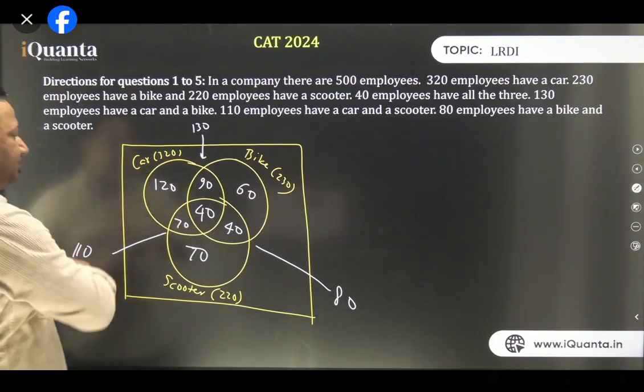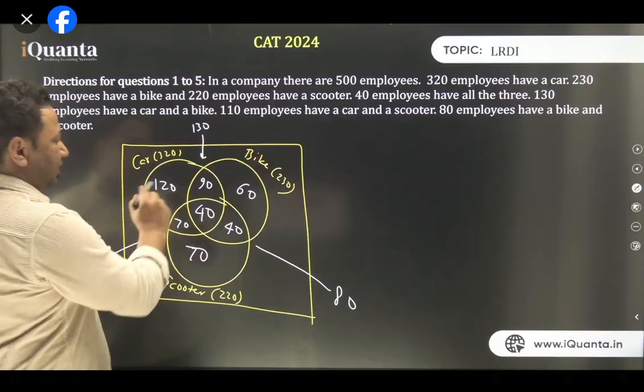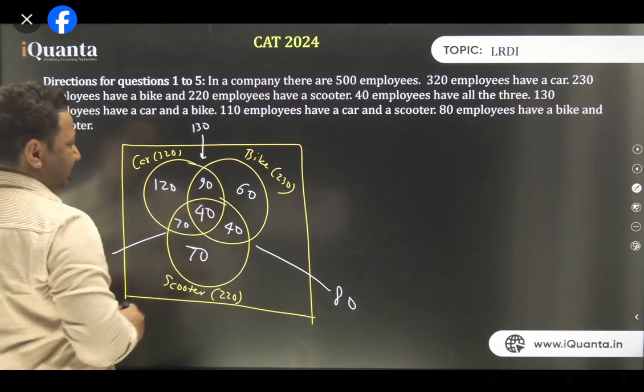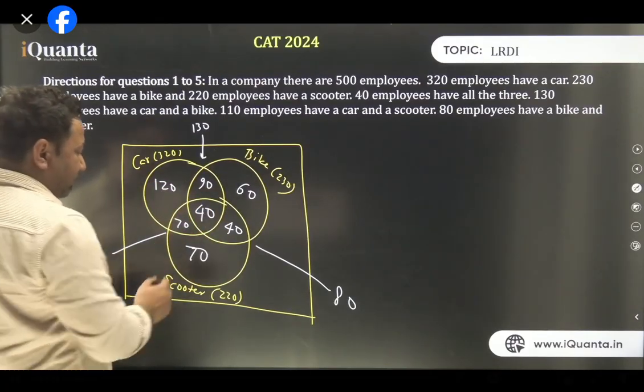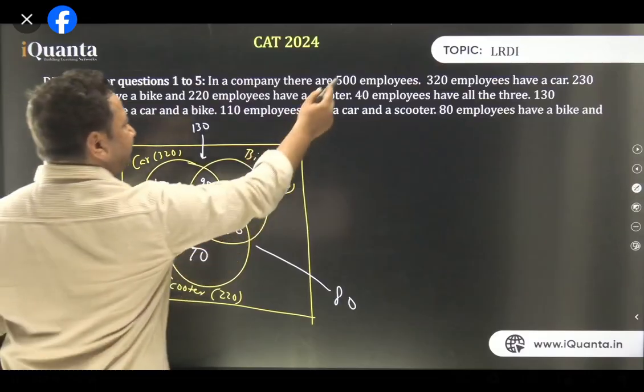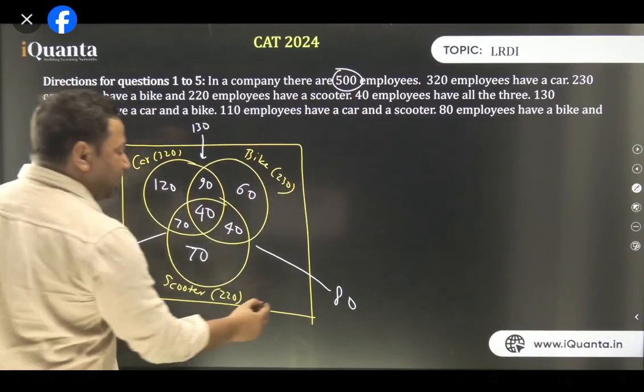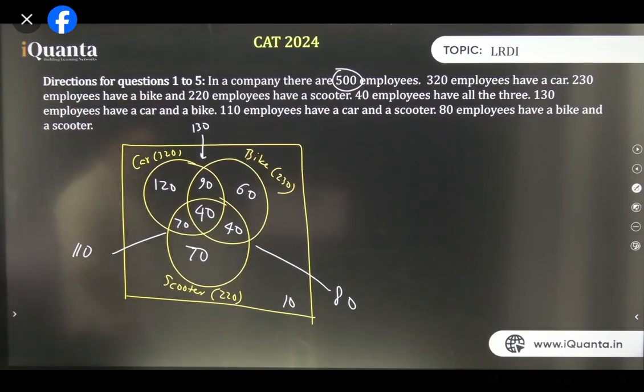So now let us add them all, whether we have done it correctly or not. So 120, this whole 320, plus 60 is 380, plus 40 is 420, plus 70 is 490. Overall, we should have 500. It is only 490. That means there are 10 people who have nothing, neither car, nor bike, nor scooter. They might be using public transport.